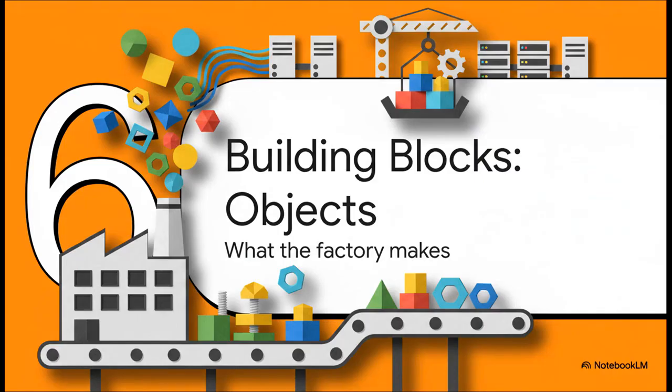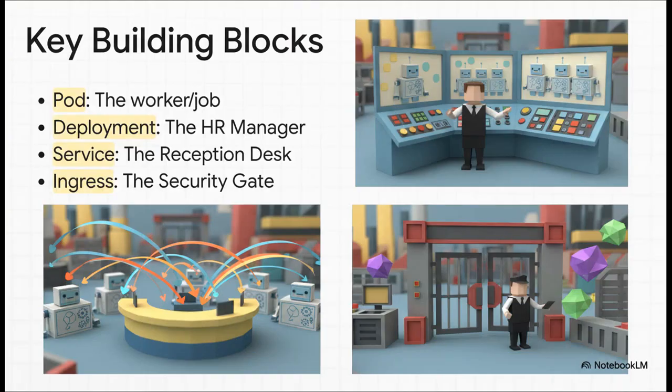So we've met the managers and we've met the workers on the floor. But what are they actually making? What are the products that this factory is producing? In Kubernetes, we call these things objects. Let's see how these map to our factory. The smallest, most basic thing is a pod. You can just think of this as a single worker doing a single job.